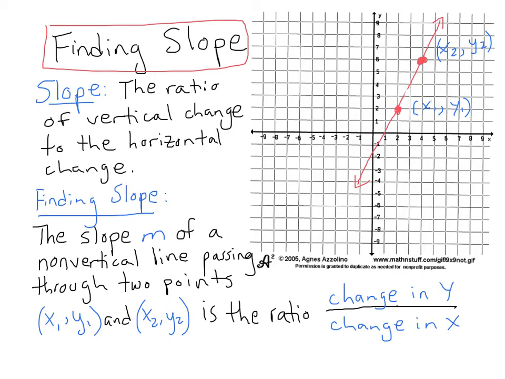Hi friends! We're going to be finding slope today, and slope is defined as the ratio of vertical change to the horizontal change. Slope is used to describe how your line changes from one point to the next. Finding slope is pretty easy as long as you have 2 points.